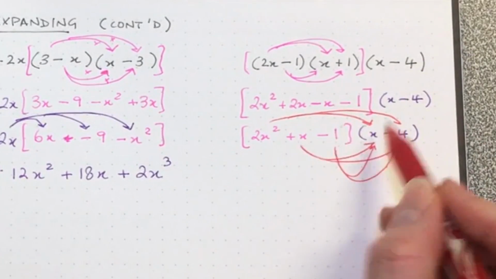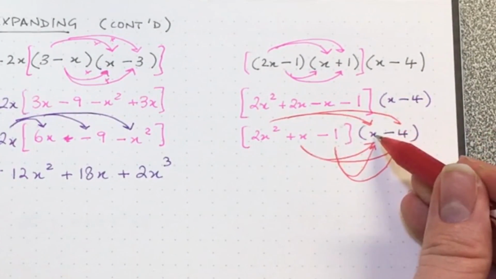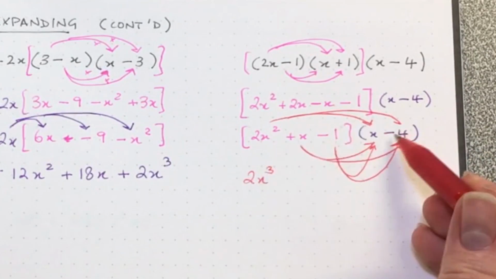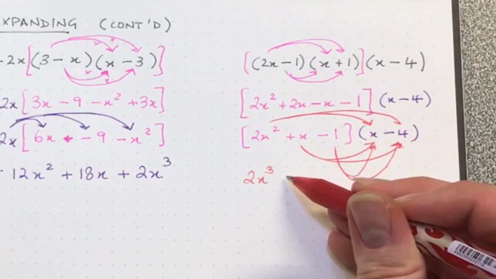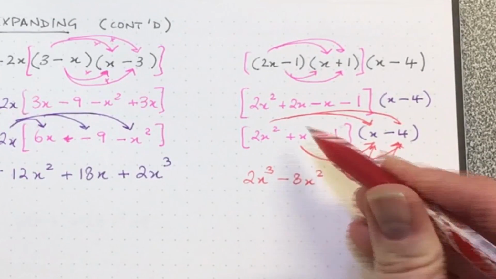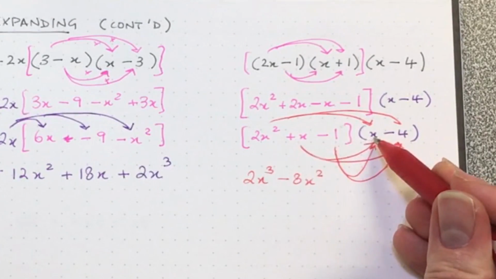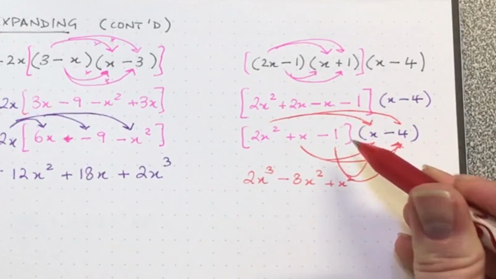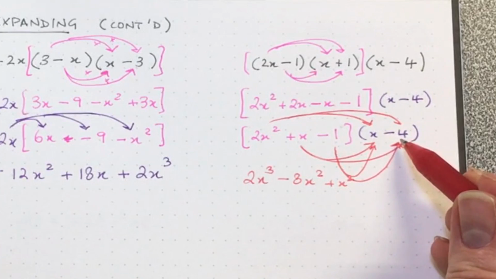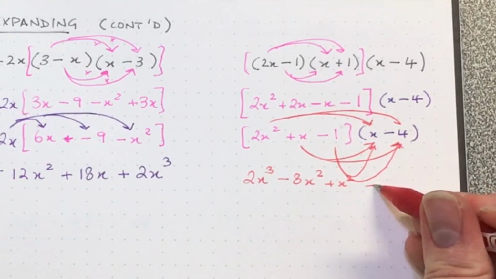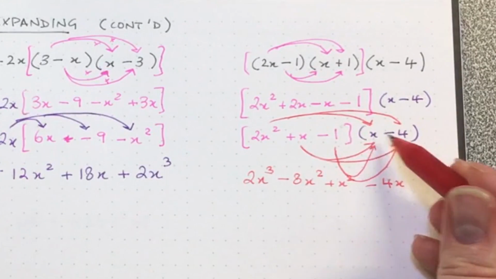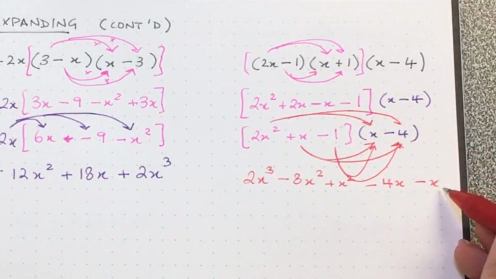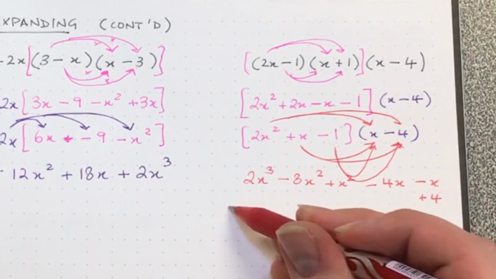So 2x squared times by x. What is 2x squared times by x? 2x cubed. That is 2x cubed. 2x squared times by negative 4. Positive x times by x. Positive x squared. Positive x times by negative 4. Negative 4x. Negative 1 times by x. Negative 1 times by negative 4. Positive 4. So we better tidy this up.